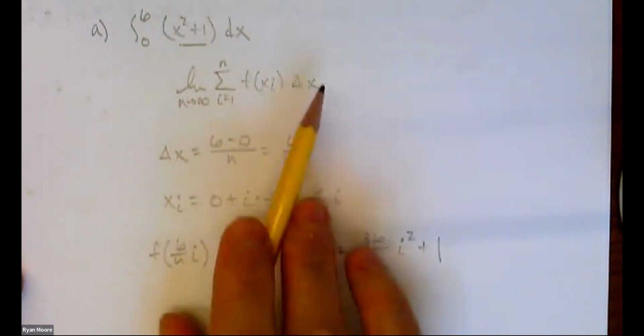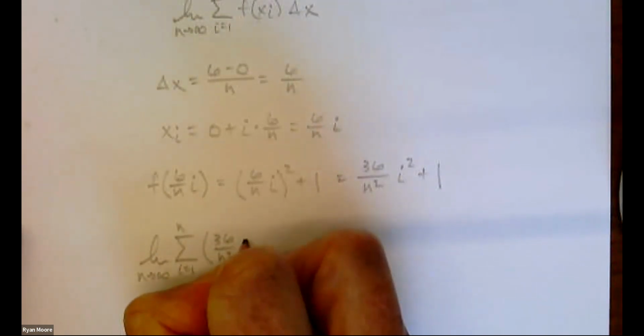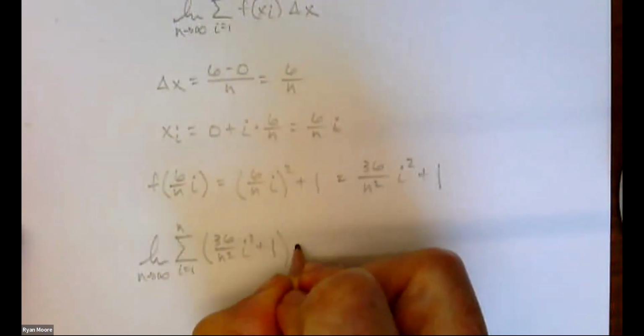So we're going to put this whole thing in for f of x sub i, delta x we know. Okay, here we go. Let's see, we got the limit as n approaches infinity, summation from i equals 1 to n, 36 over n squared, i squared plus 1. And that gets multiplied by 6 over n. So far, so good.